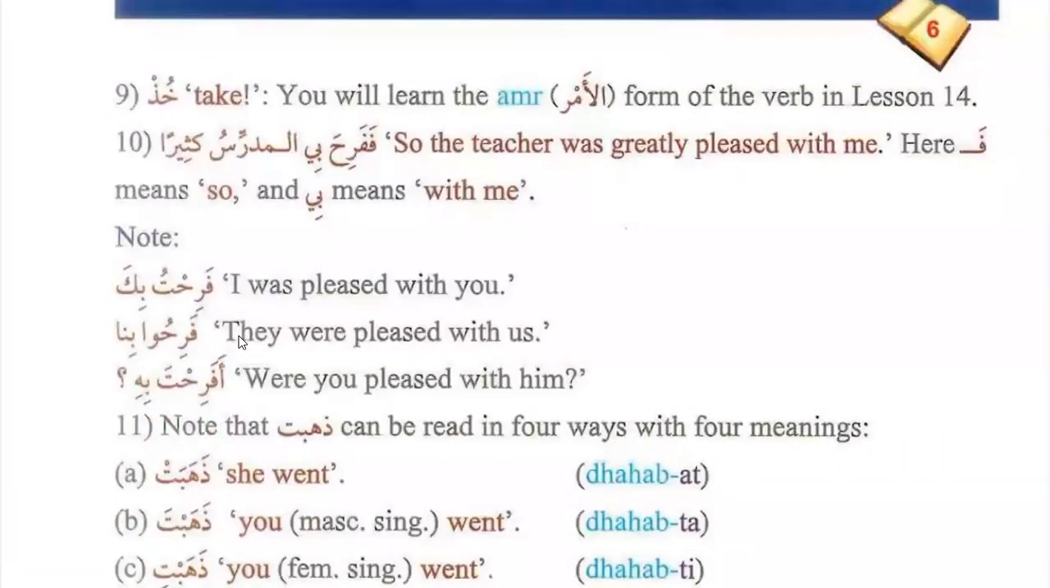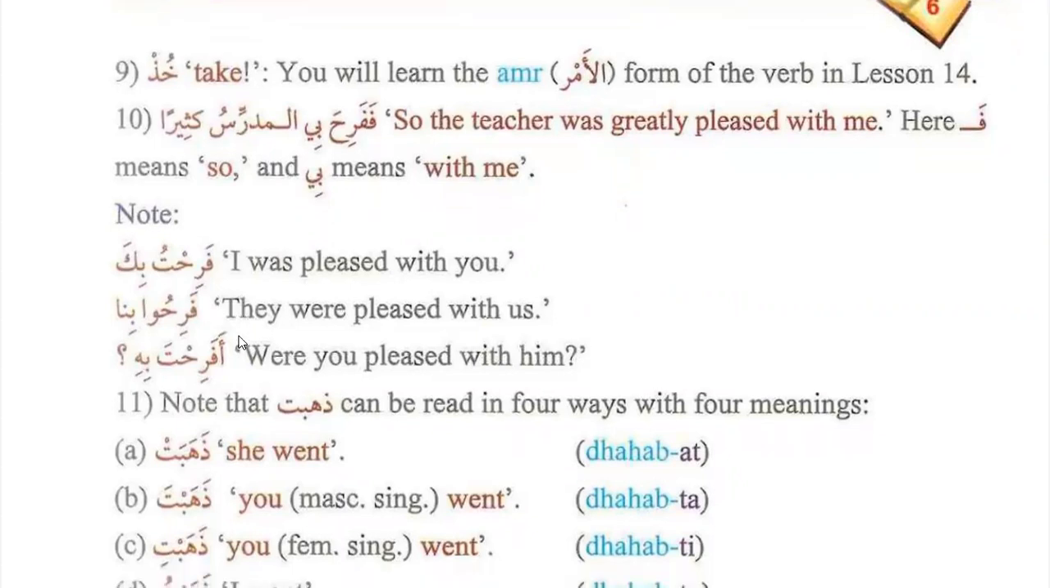Khudh, take. You will learn the amr form of the verb in lesson 14. Fa fariha bi al-mudarrisu kathiran. So the teacher was greatly pleased with me. Here fa means so, and bi means with me. Note farihtu bika, I was pleased with you. Farihu bina, they were pleased with us.